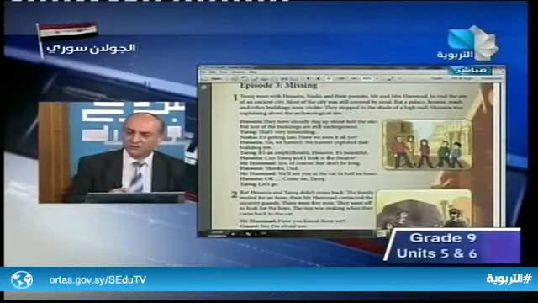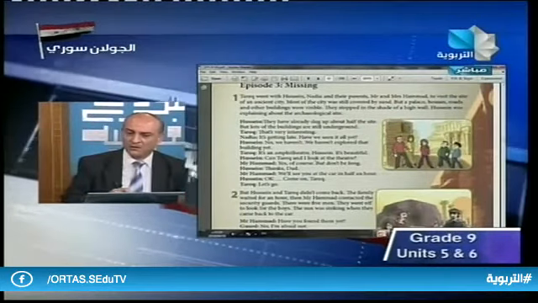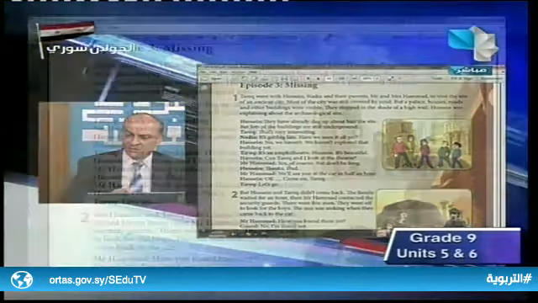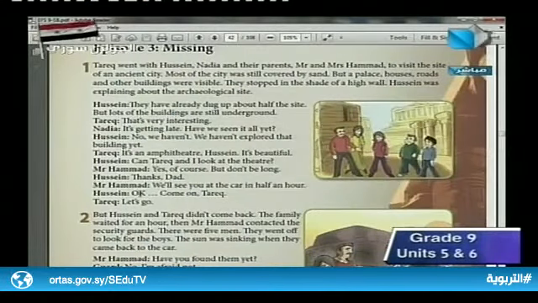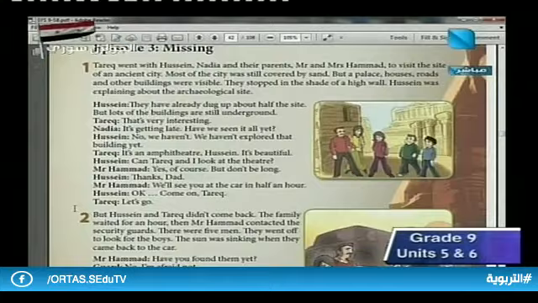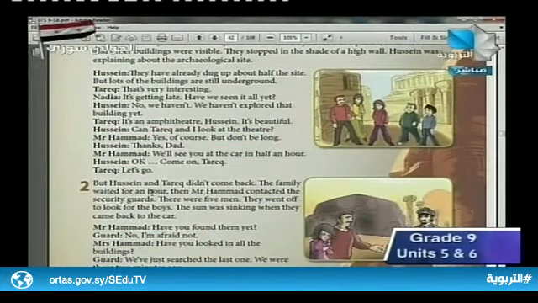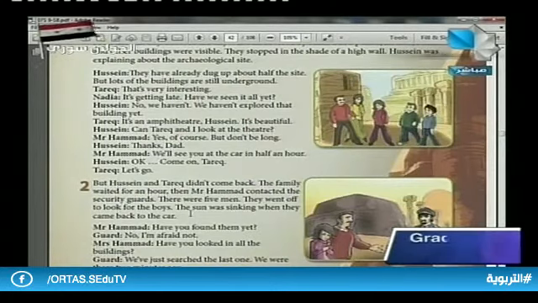And he said that it was beautiful. Mr. Hamad allowed them to go there, but after a time, maybe they were lost. They didn't go back. The family waited for them, but they didn't come back. The family waited for an hour. Then Mr. Hamad contacted the security guards to look for them. There were 5 men, and they went off to look for the boys. The sun was sinking when they came back to the car, but without the boys.